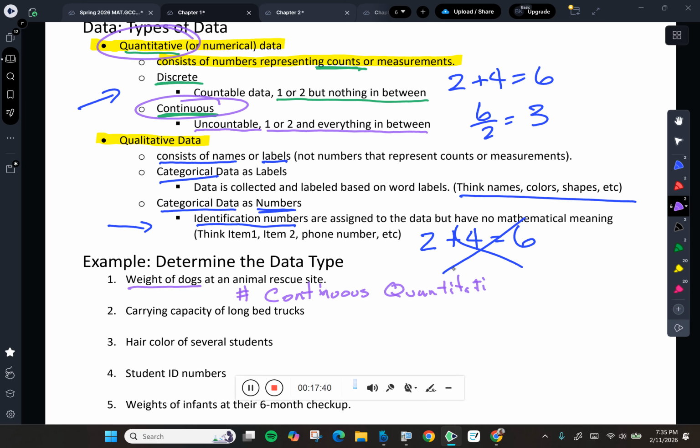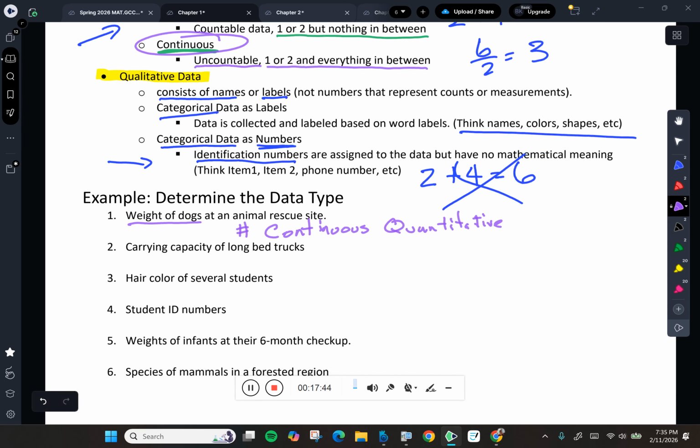Quantitative. I always struggle with spelling that one. There's too many T's at the end there. Continuous quantitative data. Right. How about the carrying capacity of long bed trucks?